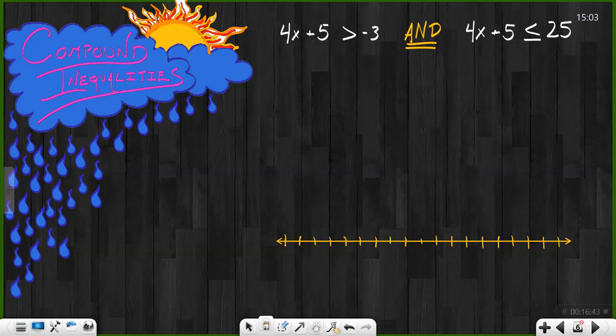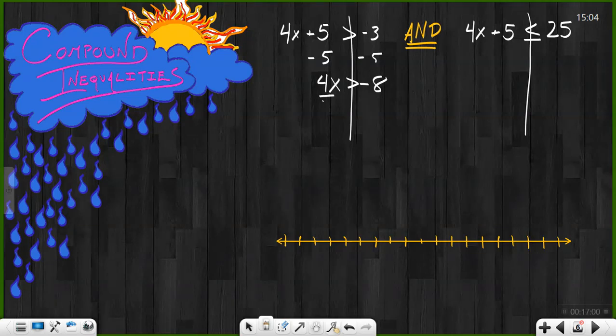Now I'm looking at the keyword and. Once again, solve it. Put your line down the center. I encourage you to pause the video now. Solve it on your own. See if you can get it. All right, now I'm going to go ahead and solve it, assuming you did that. So let's subtract 5 from each side. I find that 4x is greater than negative 8. I divide by 4. I did not divide by a negative, so x is greater than negative 2.